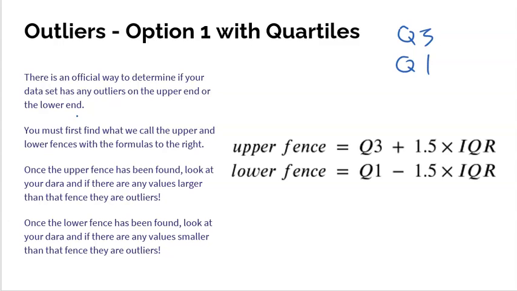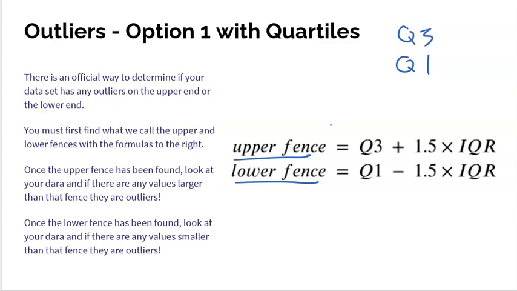So what we do is we find the fences. We find what's called the upper fence and the lower fence. Now, these are imaginary fences. They're not actual values. They don't exist. But what we're doing is establishing the extreme. If you're outside of the fence on the upper side, you are extremely big. If you're outside of the fence on the lower side, you are extremely low.